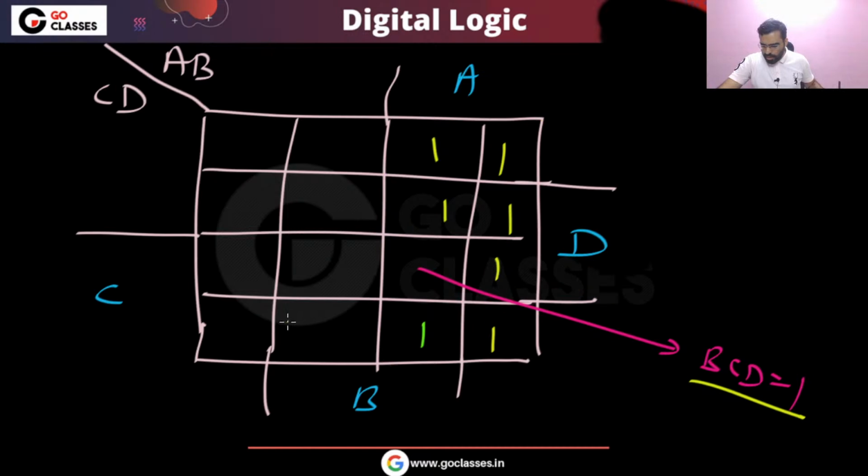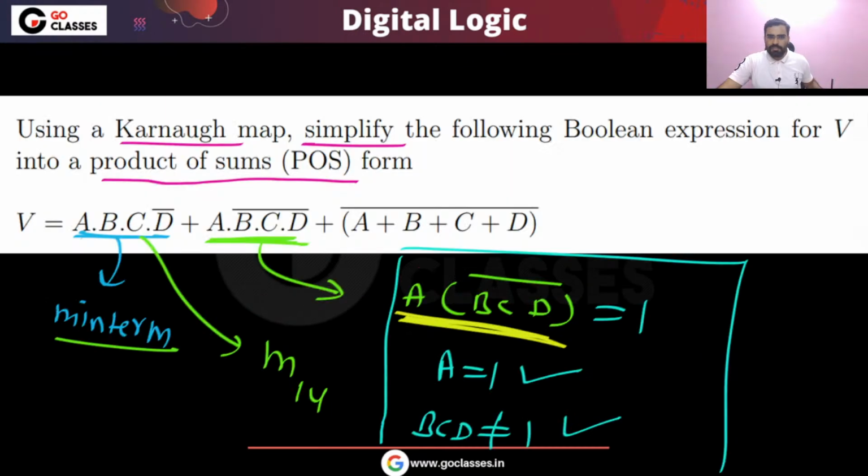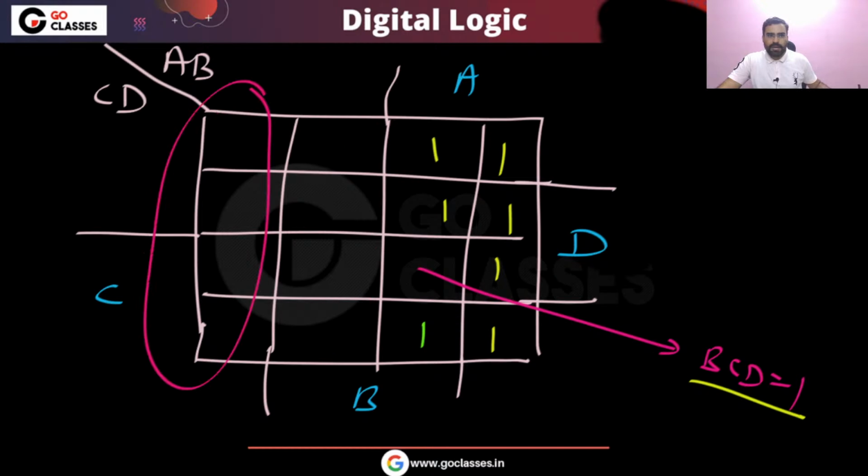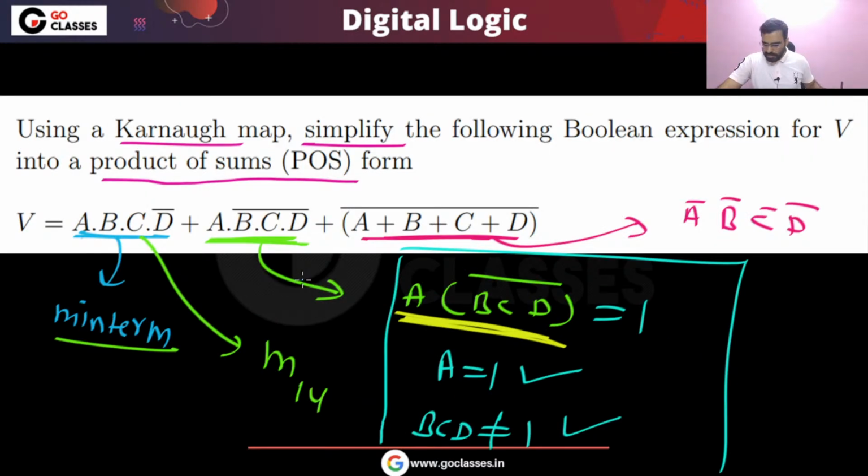Is this understood by everyone? And what is this? This is your a bar, b bar, c bar, d bar. So this is a bar, this is a bar, b bar, this is a bar, b bar, c bar, and this is a bar, b bar, c bar, d bar. So this will be 1. So this is the K-map that we got. Yes or no? So now you can solve this very easily.